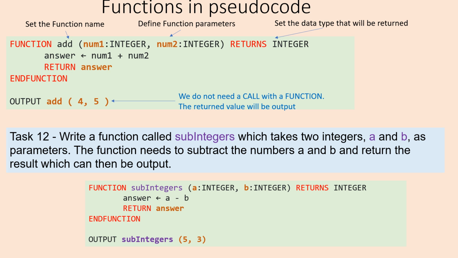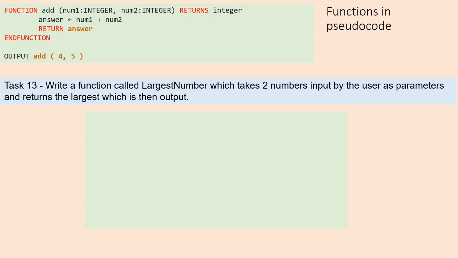So we're going to call the subintegers function and pass it these two arguments. 5 is going to be passed to a, 3 is going to be passed to b. We'll subtract them, 5 minus 3 is 2. We'll return 2 back to the main program, and this call subintegers 5, 3 will be replaced with the return value 2, which will then be output. Okay, hopefully that makes sense. Right, so again, if you want to pause the video, have a go at this one, then press play and we'll see the answer.